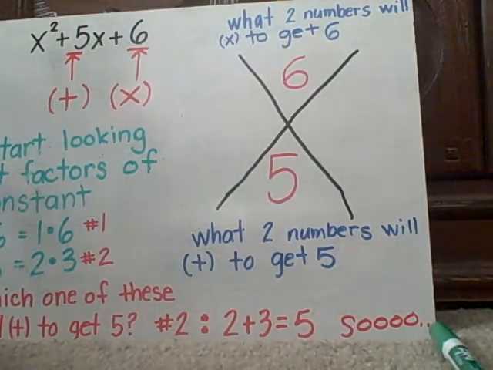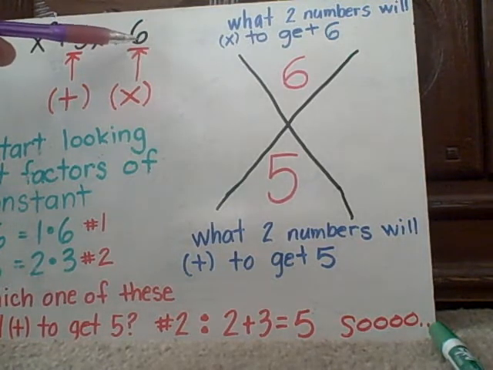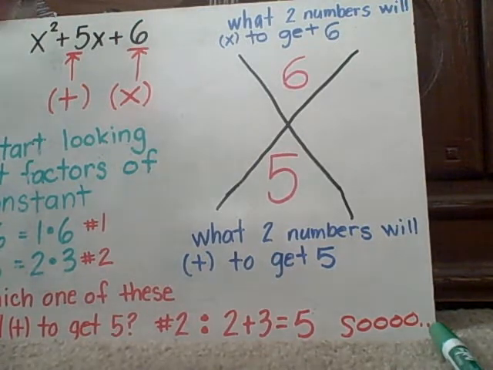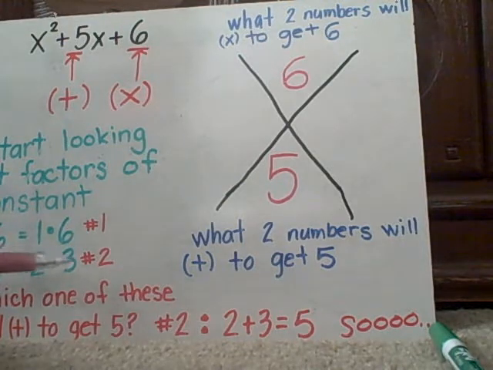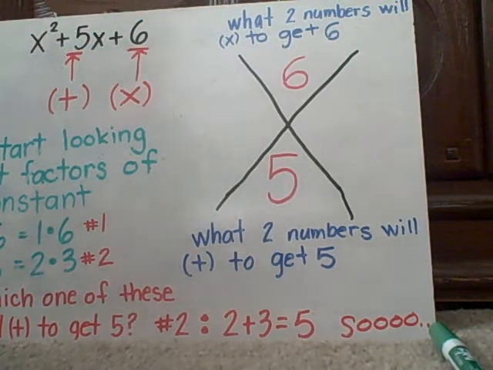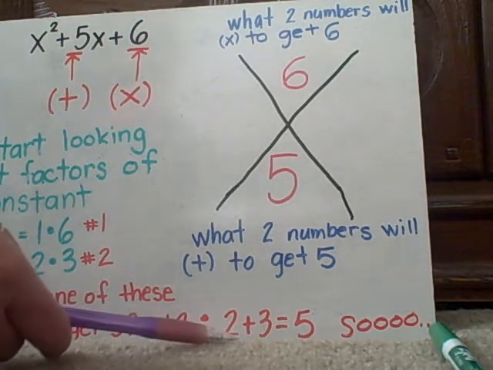So we first have to look at the factors of the constant, which is the number that does not have a variable with it. So we look at the factors of the constant, which is 6. The two possible factors of 6 are 1 times 6 and 2 times 3. When I add 1 plus 6, I get 7, and when I add 2 plus 3, I get 5. So I have to look at the possibilities of what multiplies to get 6 but adds to get 5. The one that works is 2 and 3.